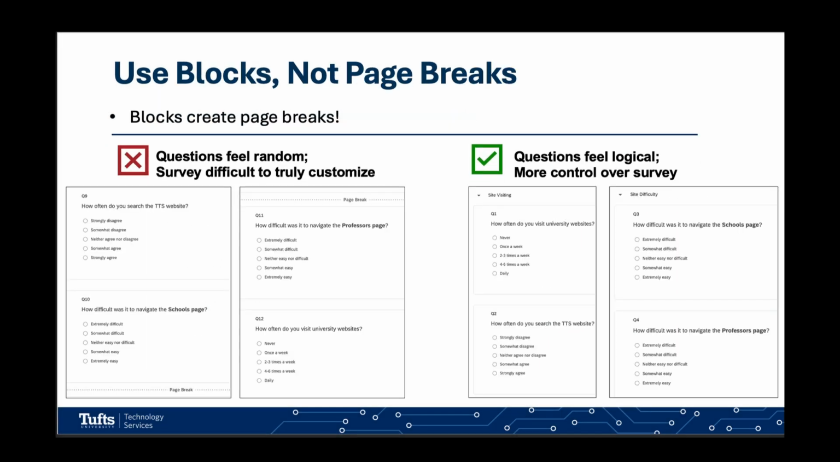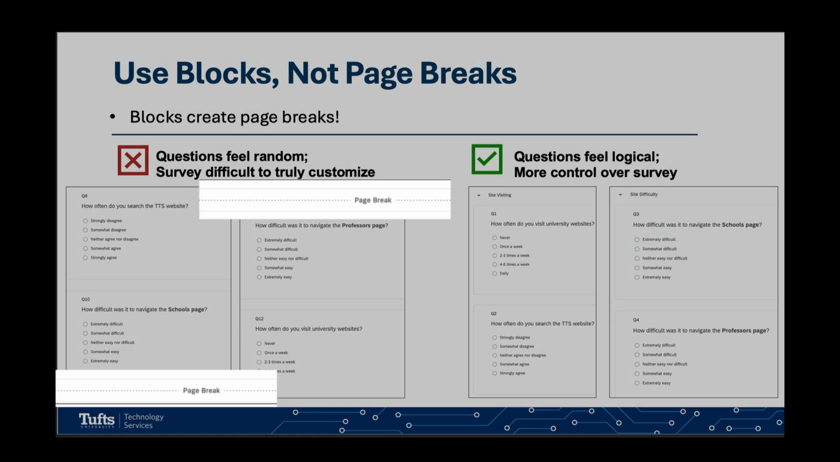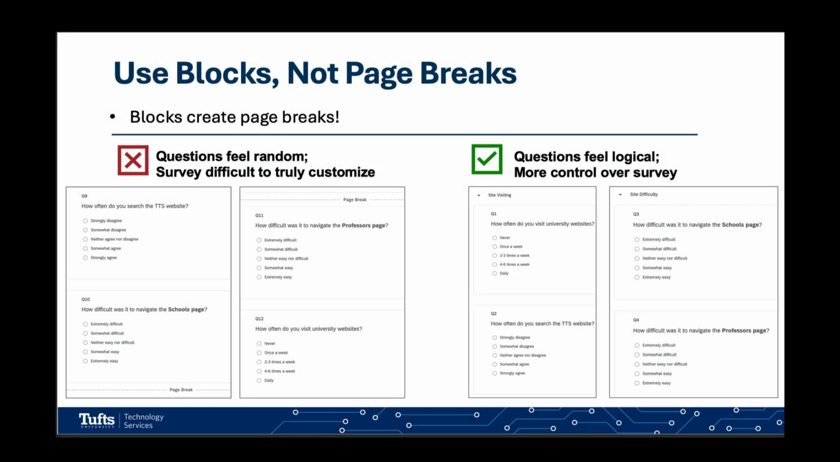Use blocks, not page breaks. In Qualtrics, you can click Add Page Break between any questions, which will do exactly as it sounds. It adds a page break. Or you can create blocks, which are grouping containers of questions, and different blocks create page breaks automatically. Using blocks first forces you to really think about how to group your questions together.